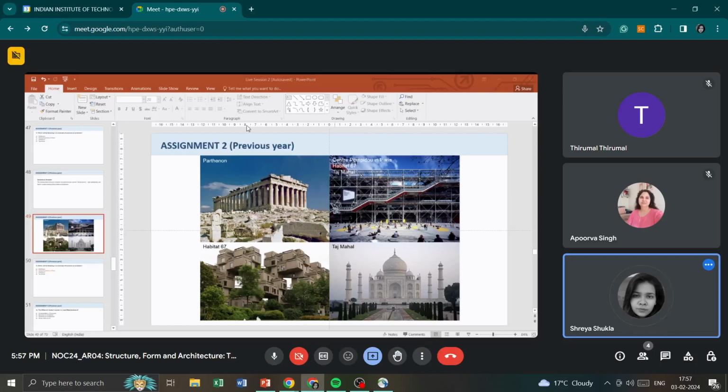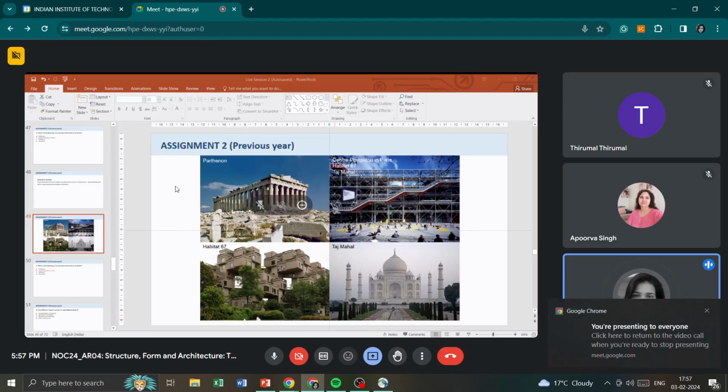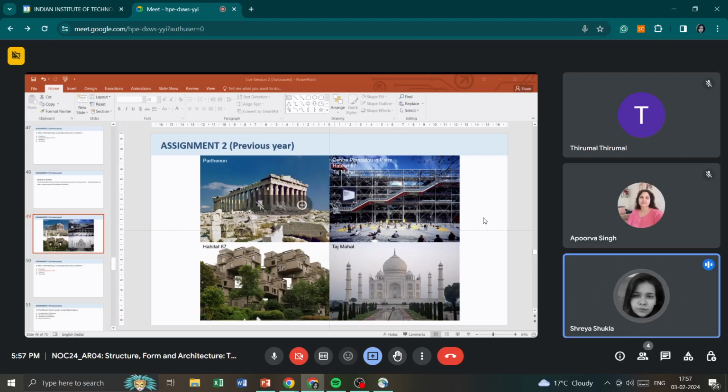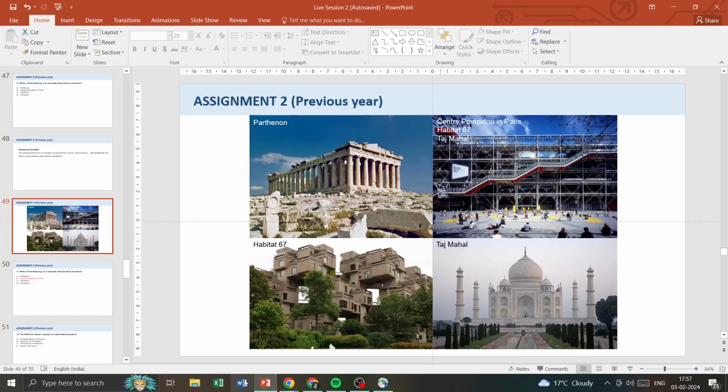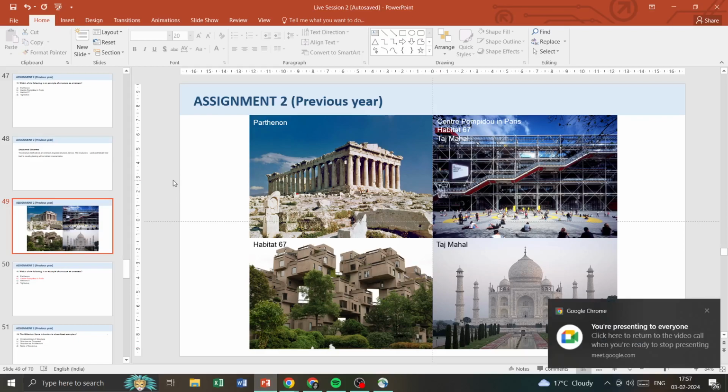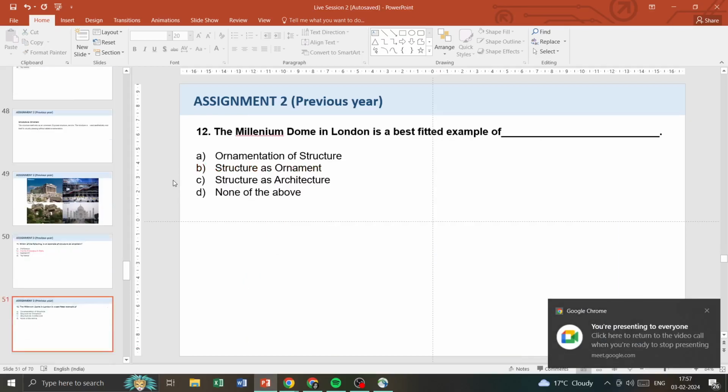So yeah, we are supposed to tell which one of these four buildings is the one which says that structure is ornament, which means that structure itself is being used for aesthetics, for ornamentation. When you look at these buildings, Centre Pompidou in Paris actually has exposed service and structure, and the entire aesthetic of the building is defined by the structure of the building. So our answer would be Centre Pompidou in Paris.